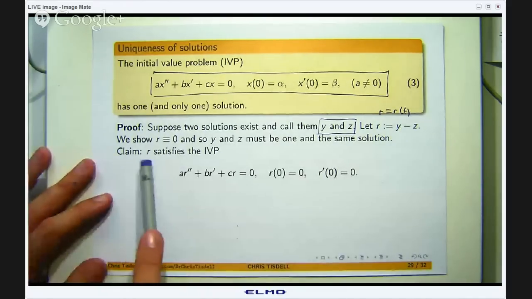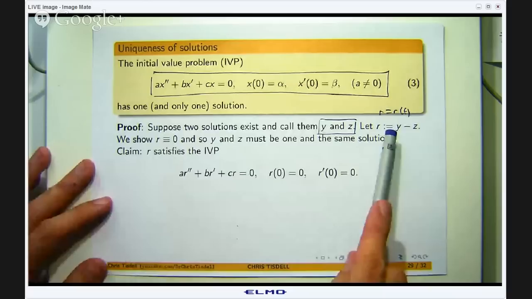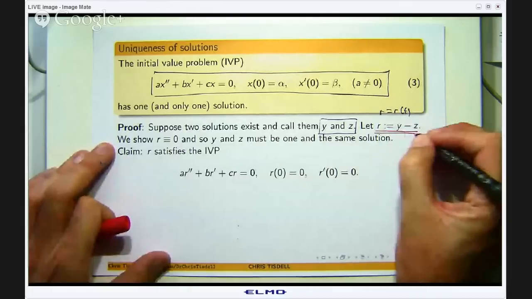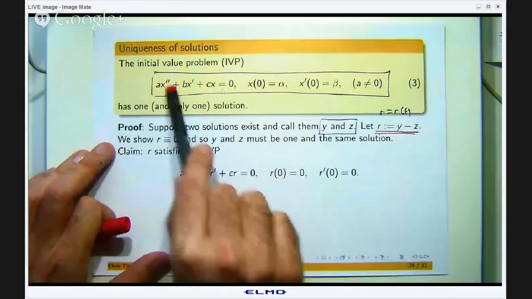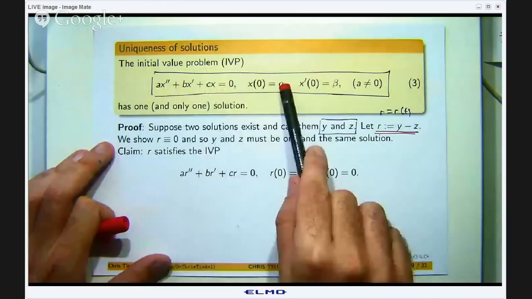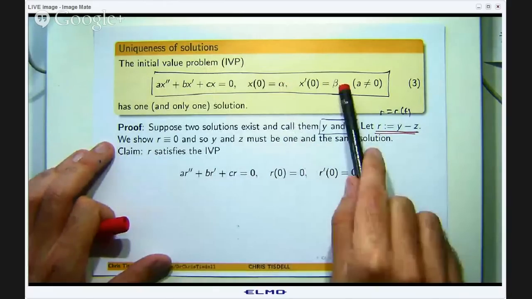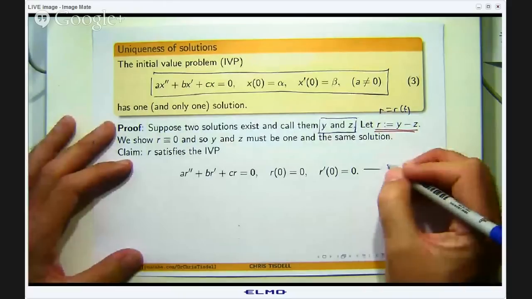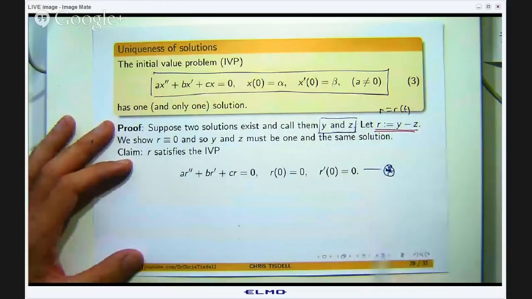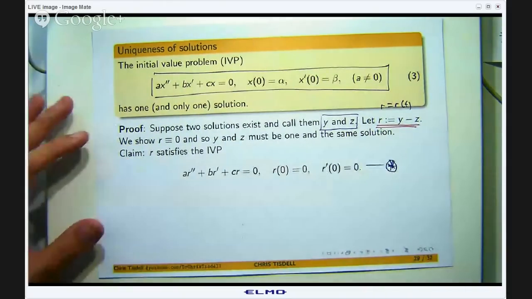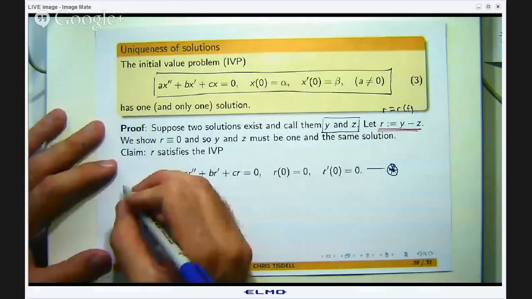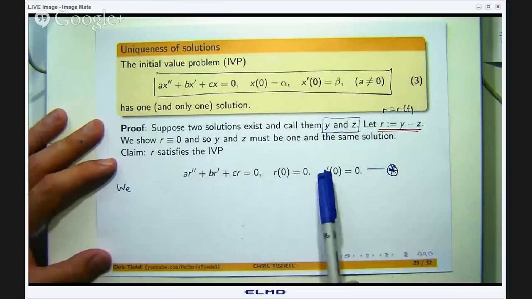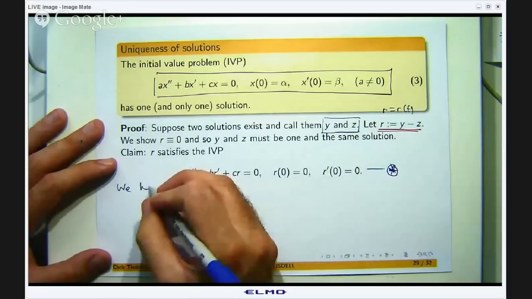Okay, so I'm going to do this in a number of steps. The first claim I'm going to make is that this function r satisfies the same homogeneous differential equation and also homogeneous initial conditions. Okay, so it's not super tricky to show that, but I'm going to run through the proof anyway, and then I'll get into the slightly deeper steps. Okay, so all I need to do to verify this claim is show that r satisfies that, that, and that.